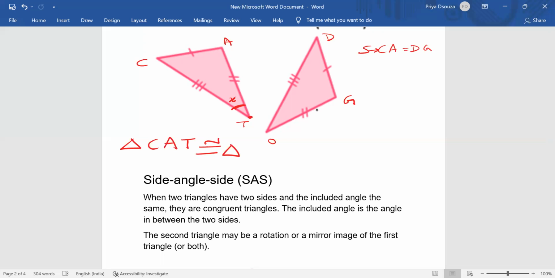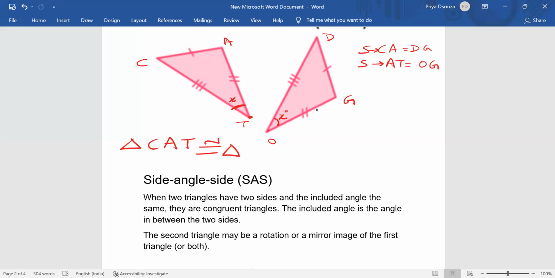So CA is opposite to vertex T, DG is opposite to vertex O. And so this also has to be X degrees. It will be, because of the SSS criterion. Now look at the second side, which is AT. AT of the first triangle. And AT is equal to what? Look at the strokes, double strokes. AT is equal to OG of the second triangle, isn't it?